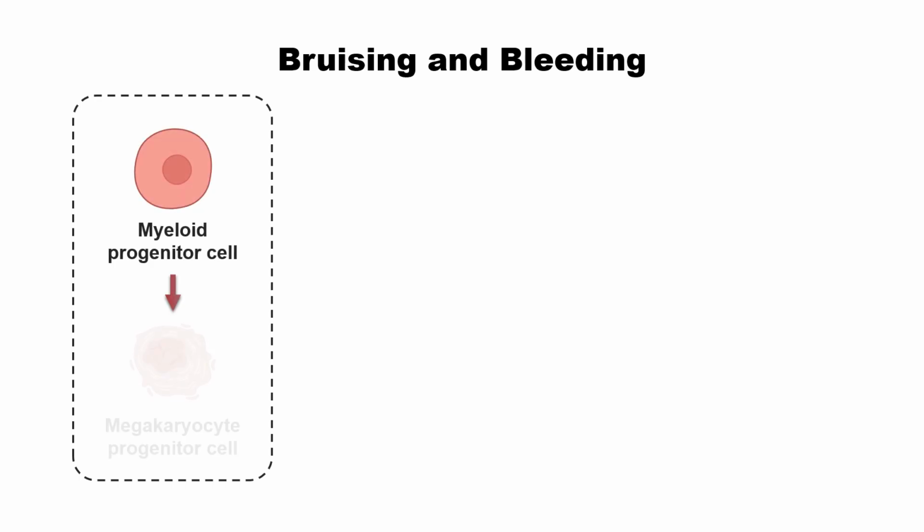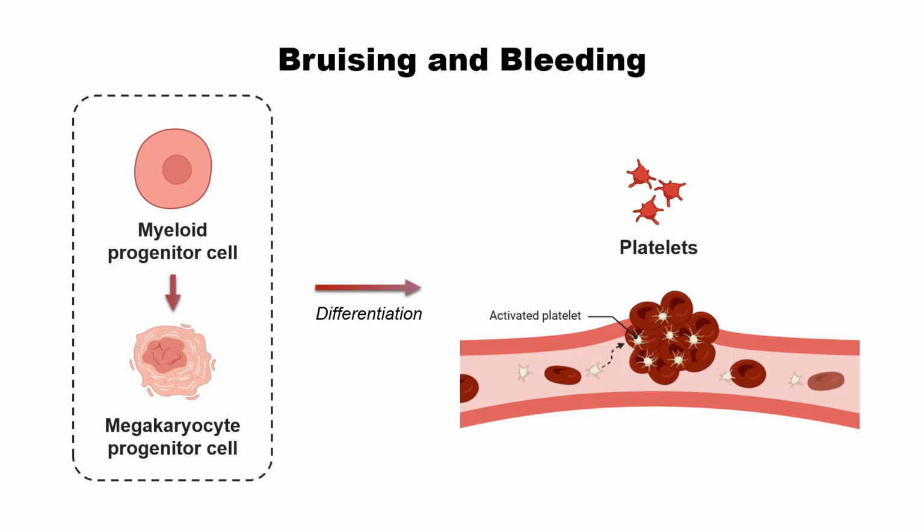Another side effect is bruising and bleeding. The myeloid progenitor cells can generate different types of cells, including the megakaryocyte progenitor cell. This cell can differentiate and make platelets, and platelets are important for blood clotting. When chemotherapy is applied, both progenitor cells can be depressed. Then eventually it can suppress platelet generation, so it can cause external or internal bleeding. So this is a serious side effect of chemotherapy too.